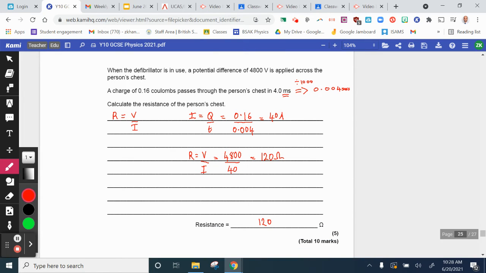So how are the marks distributed? There's 1 mark for converting milliseconds into seconds, putting into formula, rearranging formula and calculating 40 amps. So there's a couple of marks there, and then you've got a couple of marks here for 4,800 divided by 40, and the last mark for 120 ohms.